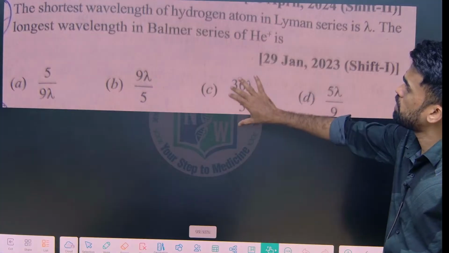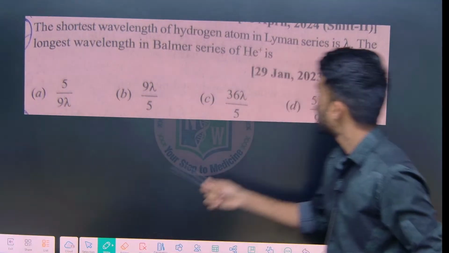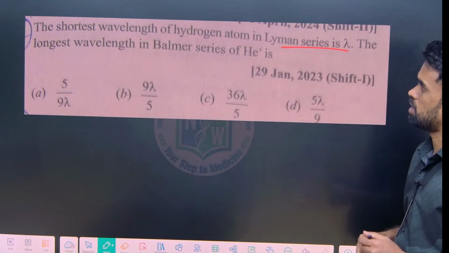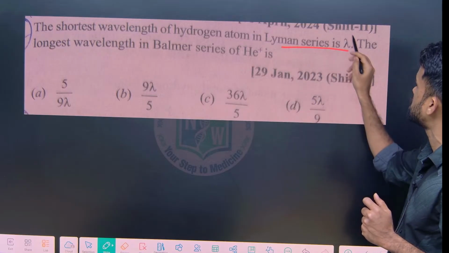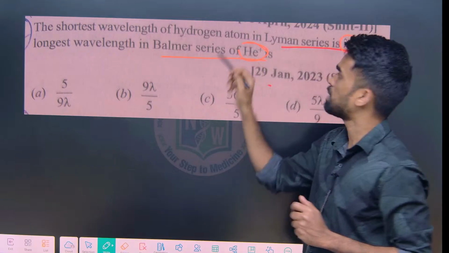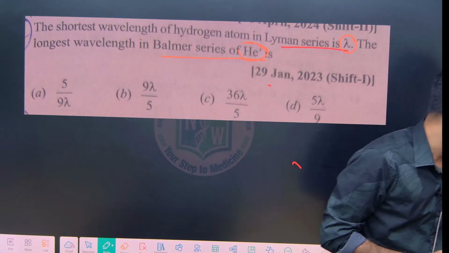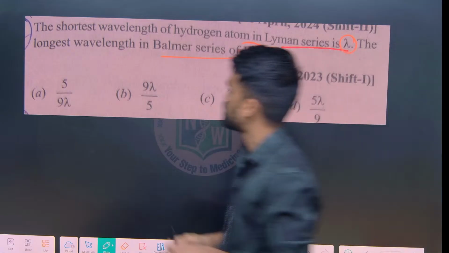Yeah, so tell me what they are saying. The shortest wavelength of hydrogen atom in the Lyman series is lambda. What they are saying? The shortest wavelength of hydrogen in the Lyman series is lambda. The longest wavelength in the Balmer series of helium plus is. Okay, again this is also simple, very simple. Just follow the steps.